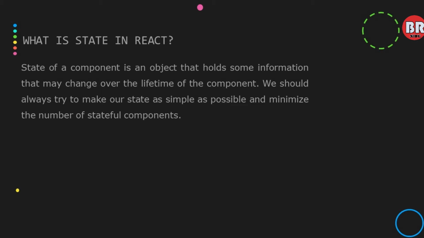What is state in React? State of a component is an object that holds some information that may change over the lifetime of the component. We should always try to make our state as simple as possible and minimize the number of stateful components.